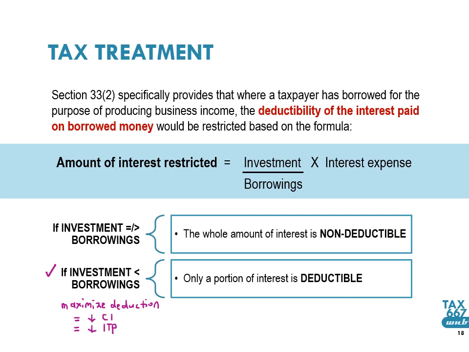But amount deductible tu will be restricted based on the formula yang dia bagi. So berapa yang akan interest restricted? Kita akan tengok how much is the investment cost over the borrowing, how much you pinjam, times dengan interest expenses. Okay, nilai yang you dapat selepas you masukkan figures in this formula, this is the amount of interest restricted.